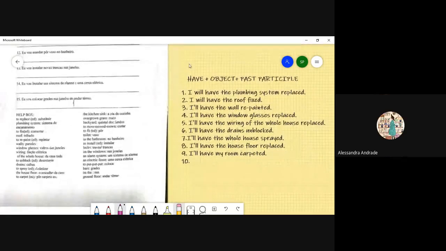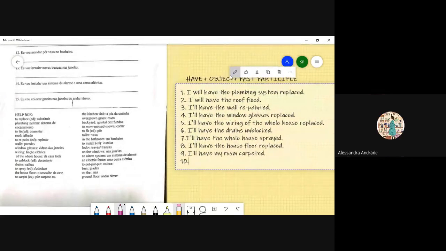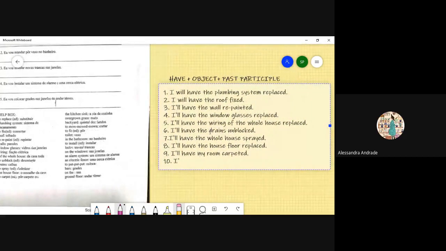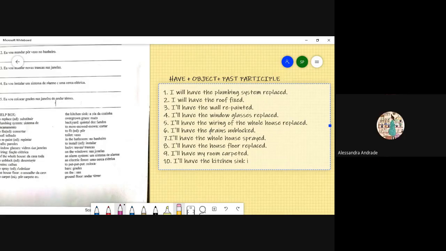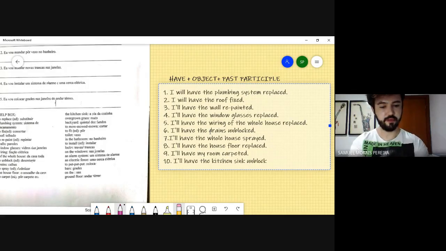So, I'll have the kitchen sink unblocked. Yeah, that's it. So I'll have the kitchen sink, right? And then I say unblocked. Perfect. Thank you very much. So I'll have the kitchen sink unblocked.